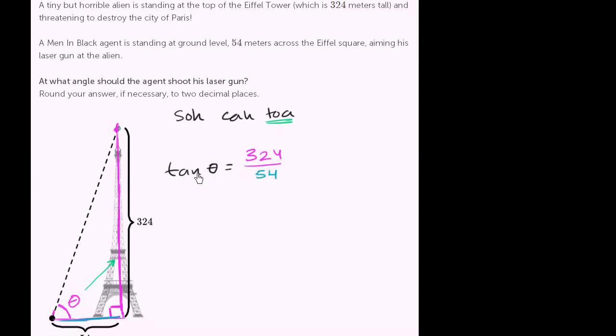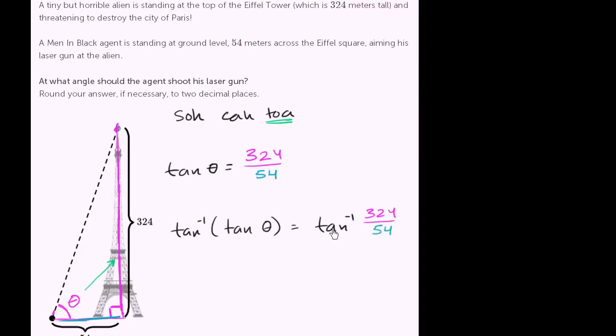So what angle, when I take its tangent, gives me 324 over 54? Well, for this, it will probably be useful to use a calculator. And the way that we'd use a calculator is we would use the inverse tan function. So we could rewrite this as, we're going to take the inverse tangent, and sometimes it's written as tangent with this -1 superscript. So the inverse tangent of tan of theta is going to be equal to the inverse tangent of 324 over 54.